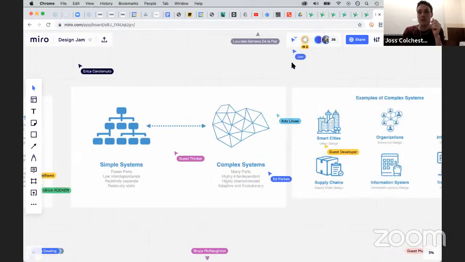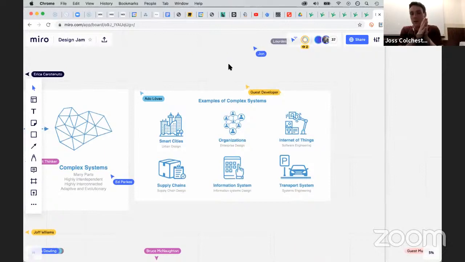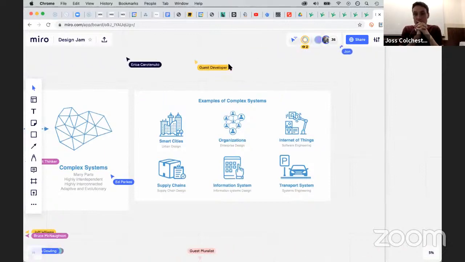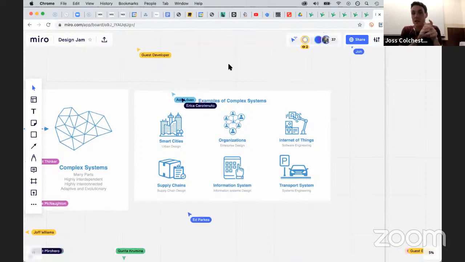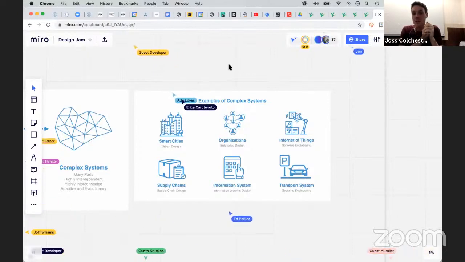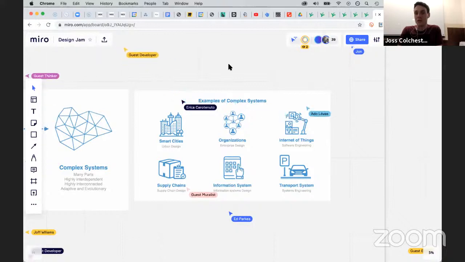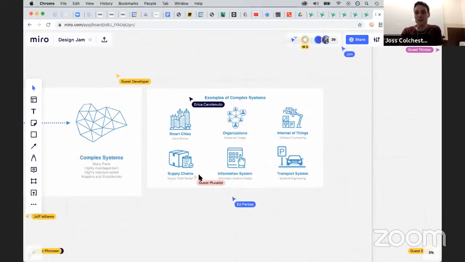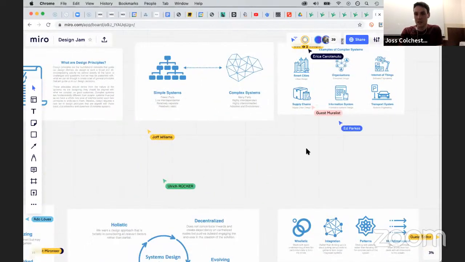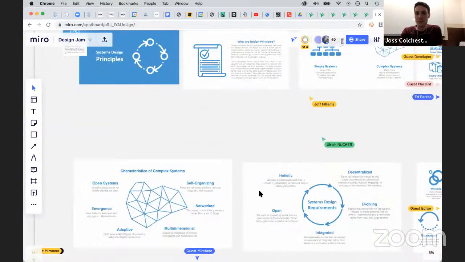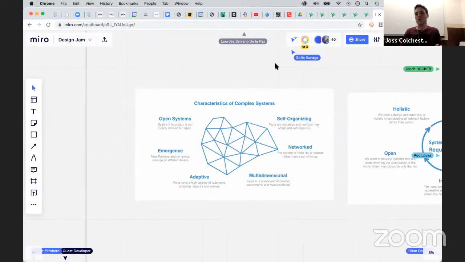Some of those complex systems, a smart city would be a very good example of a complex system. Organizations, enterprise design, trying to design organizations, urban design for the smart city, Internet of Things, software systems, supply chain design, information system design, transport systems are well-known complex systems. So these are the kind of things we're trying to design. We're not designing simpler systems, you know, chairs and cups or whatever. These are highly complex systems. We're going to need some new kind of design principles because they operate in quite different ways to a chair or a table or something like this.